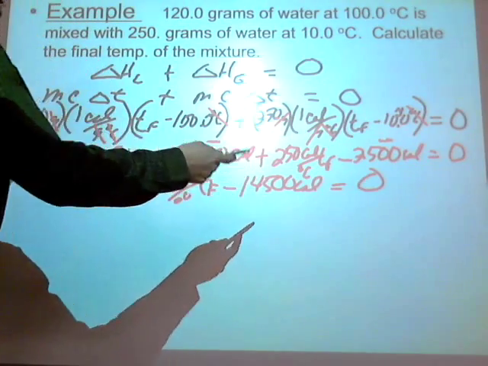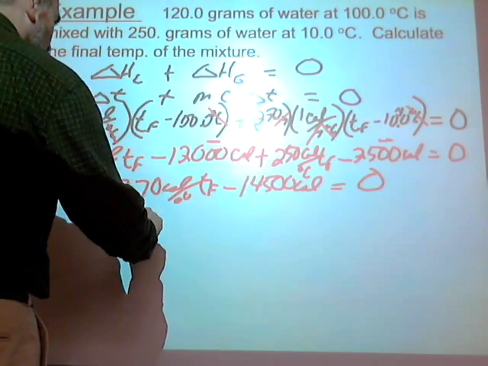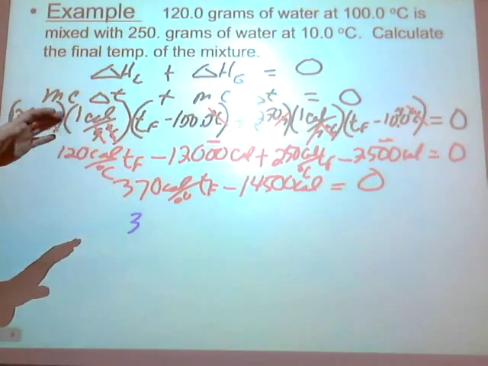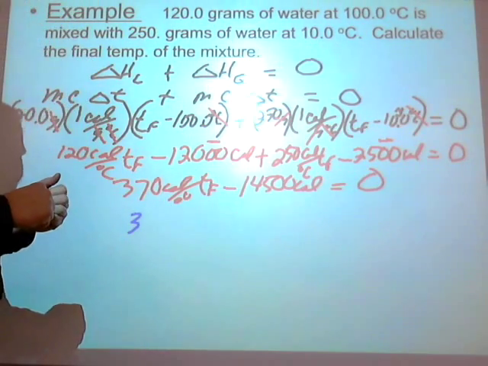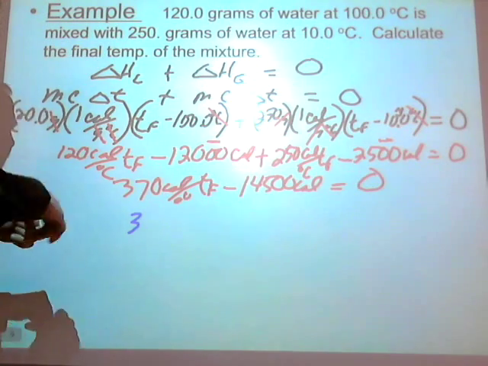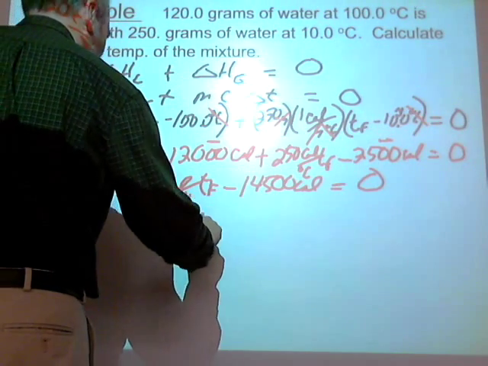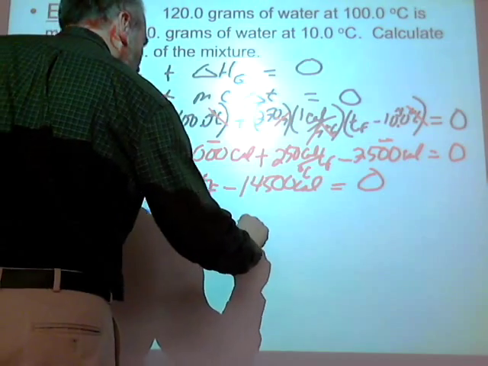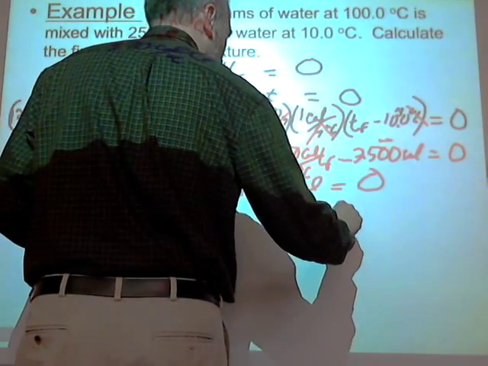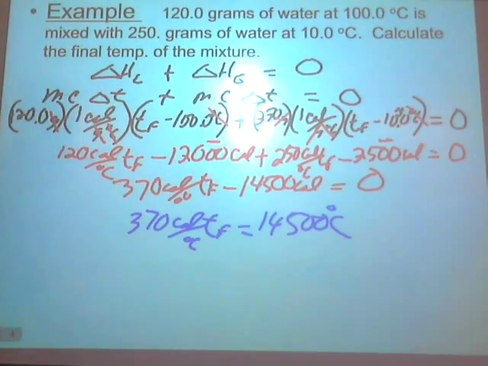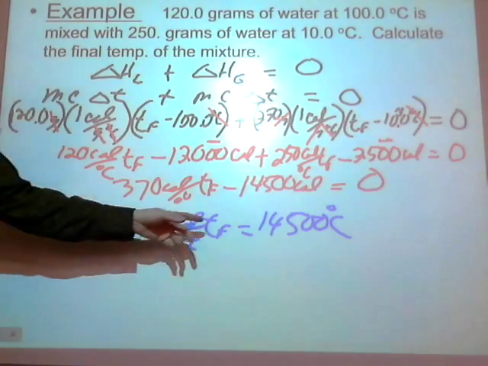I should have used blue there. Anyway, whatever. I want to keep my variable positive. Is he positive here? Yeah. Are you sure? Positive. You're positive. 370 calories per degree Celsius TF equals positive 14,500 calories. What's that? Isn't that calories? If I wrote that, it was a mistake.